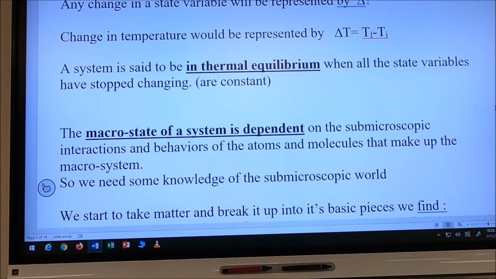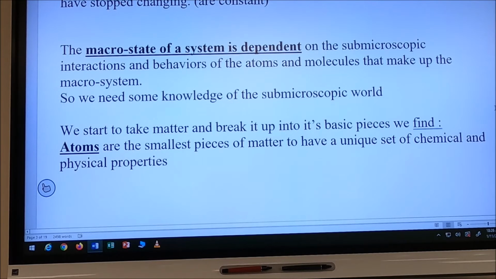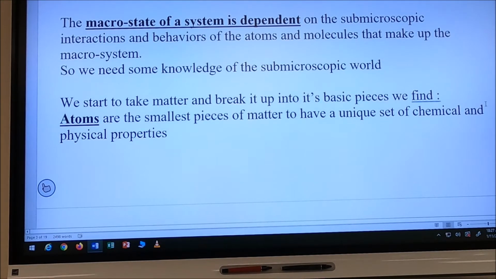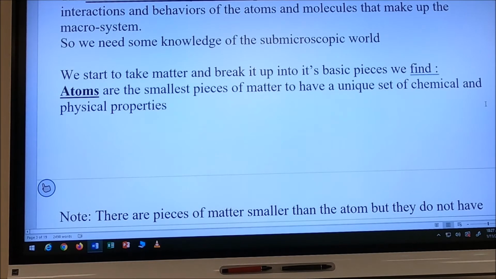So we need to understand that submicroscopic world. Now, if you guys have taken chemistry with me, you're really familiar with what I'm getting ready to say, but just take this as a review, okay? So we know that the smallest piece of matter to have unique chemical and physical properties is the atom. There are things smaller than the atom, but they do not have a unique set of chemical properties. They only have unique physical properties. So atoms are the building blocks of compounds and matter as far as we're concerned for doing chemistry.